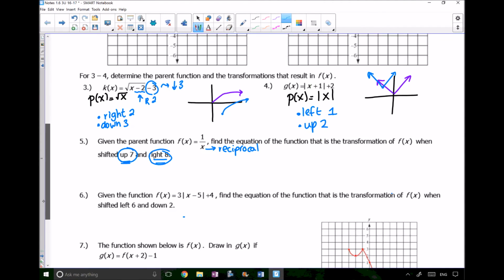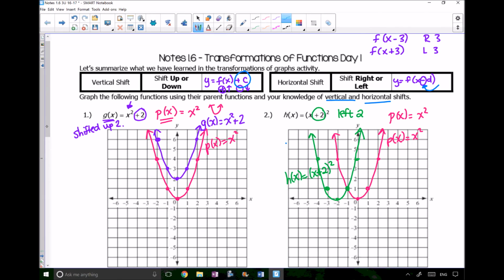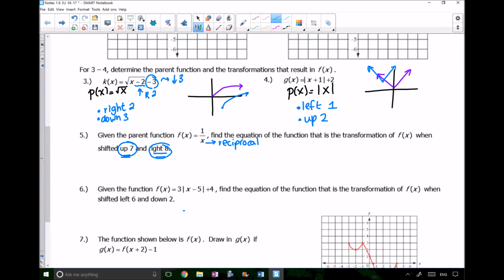So how do I do this? We're going to call this anything other than f of x, so we'll call it g of x, is equal to, now if I'm going to go up 7, I know I'm going to have to add 7 at the end. And since it's the reciprocal function, it's 1 over x, right? But since I'm going to the right 8, the 8 belongs with the x, and it's always the opposite when it's with the x. So it's 1 over x minus 8, and then plus 7 at the end.